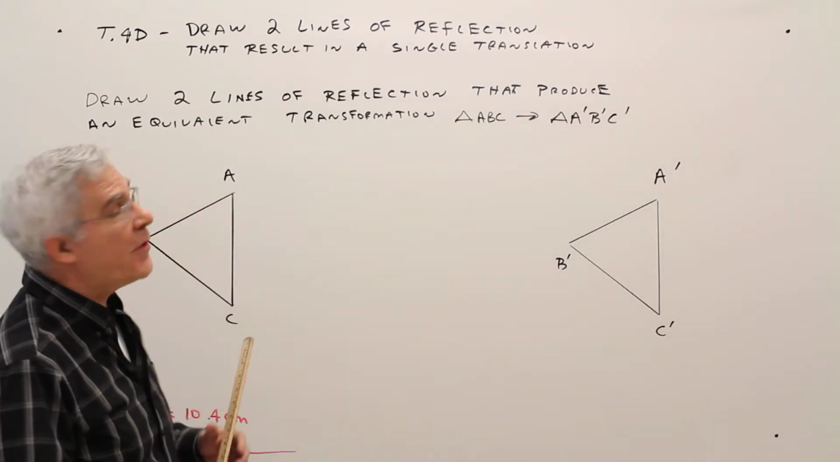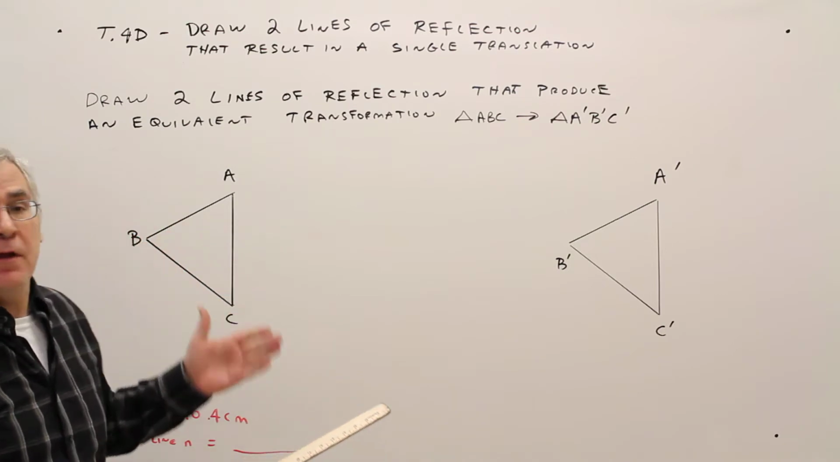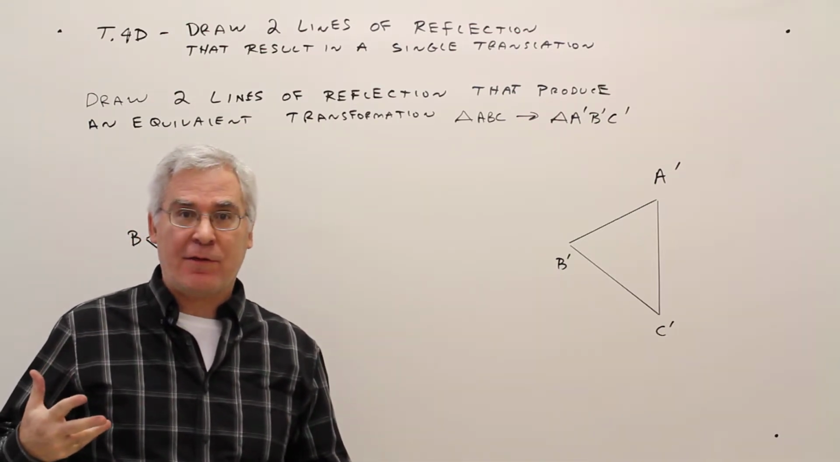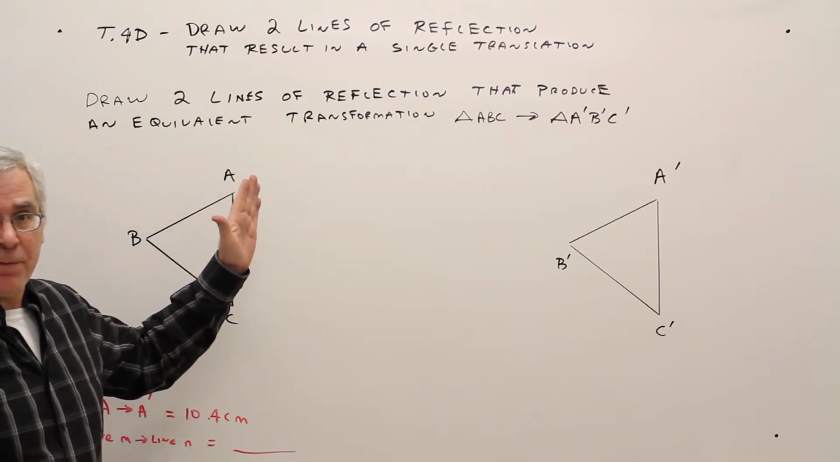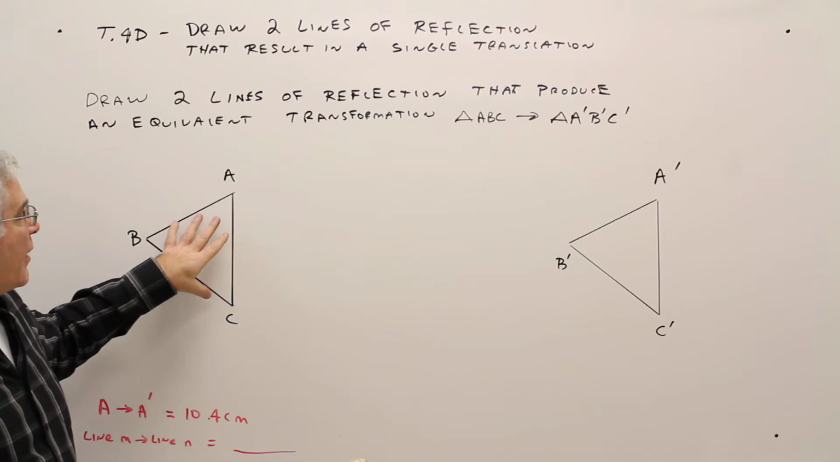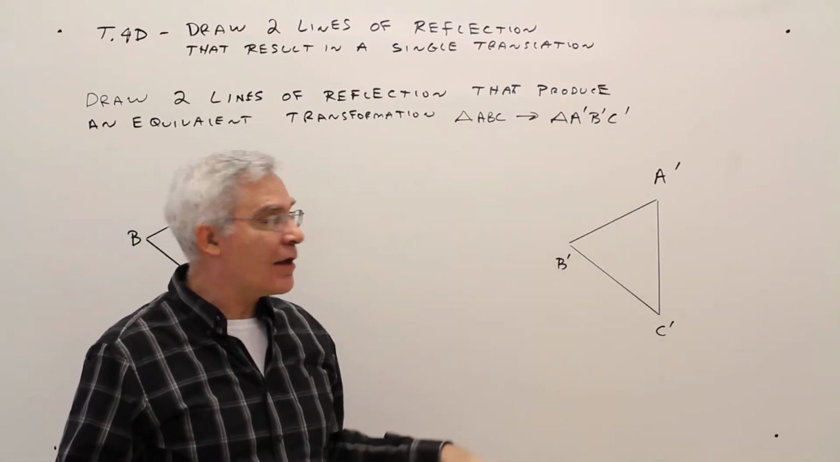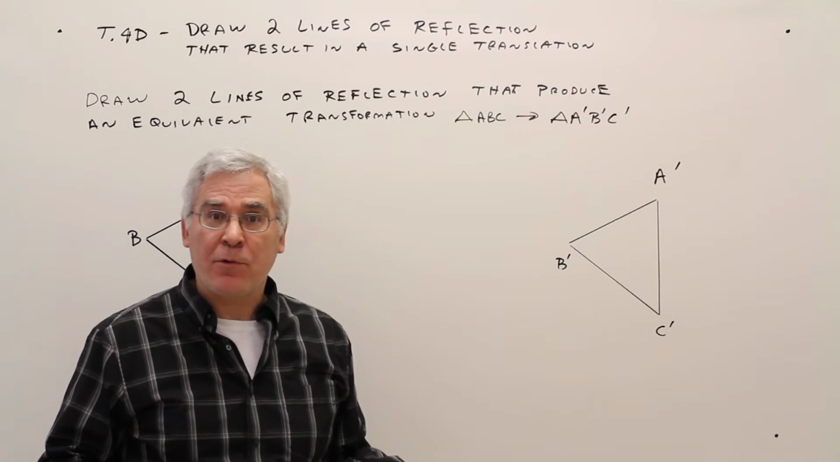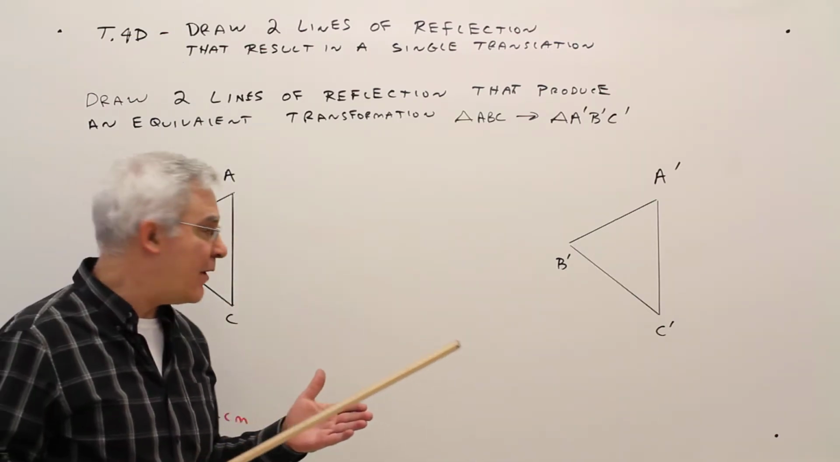Welcome to video T.4D. Draw two lines of reflection that result in a single translation. Alright, so here's the problem. Draw two lines of reflection that produce an equivalent transformation of triangle ABC being translated over to triangle A prime, B prime, C prime. So as we learned in the previous video, there's that doubling of distance.